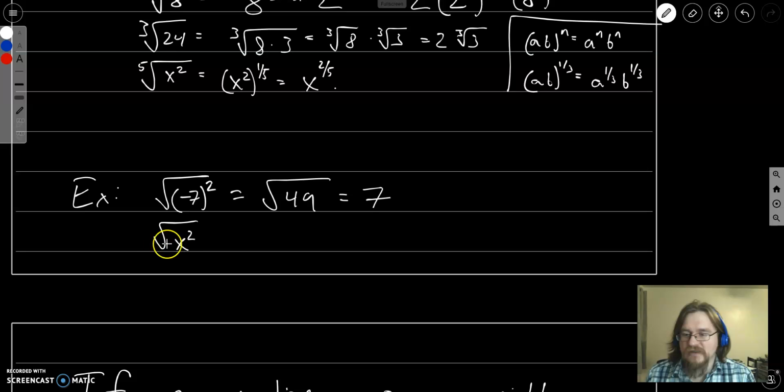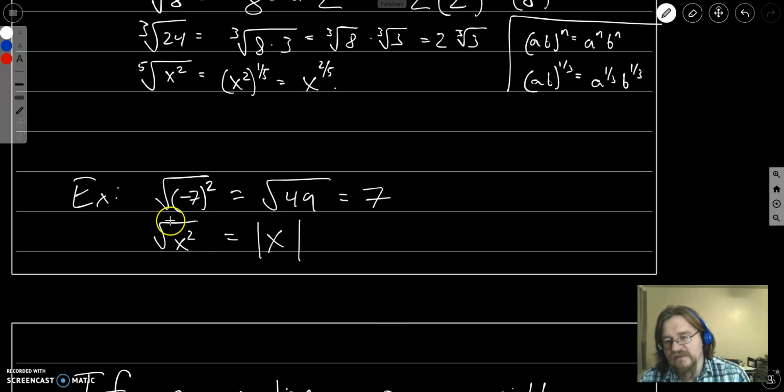Also, if I look at this, if I take the square root of x squared, again, what I kind of think I want is x, but it's not exactly right. Why? Because the square root of a number should always be positive. x might not be positive. How do I make x positive? You add absolute value signs. So if I take the square root of x squared, I'm going to get the absolute value of x.